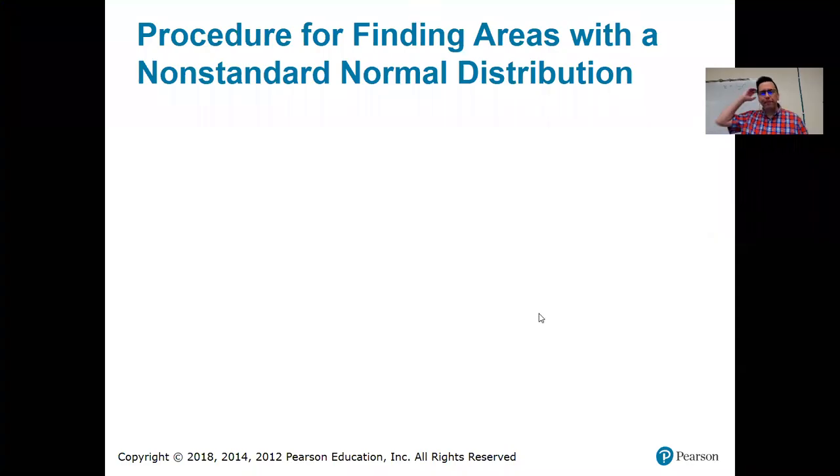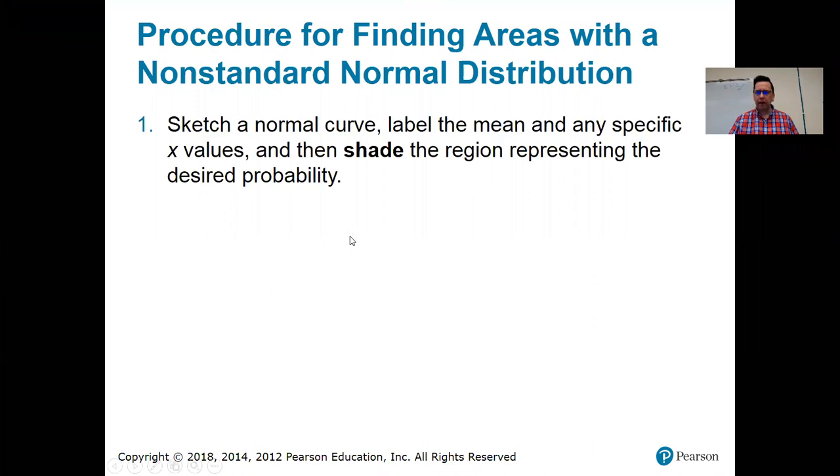So here are the steps to finding areas with a non-standard normal distribution. First thing I recommend is draw a picture. Drawing the picture is so helpful. It's easy to make mistakes like forgetting that you're looking for an area to the right, and so you have to do 1 minus. That is super easy to forget, especially if you don't draw a picture. So I do recommend drawing the picture, label the mean and any specific x values, and then shade the region that represents the probability that you want.